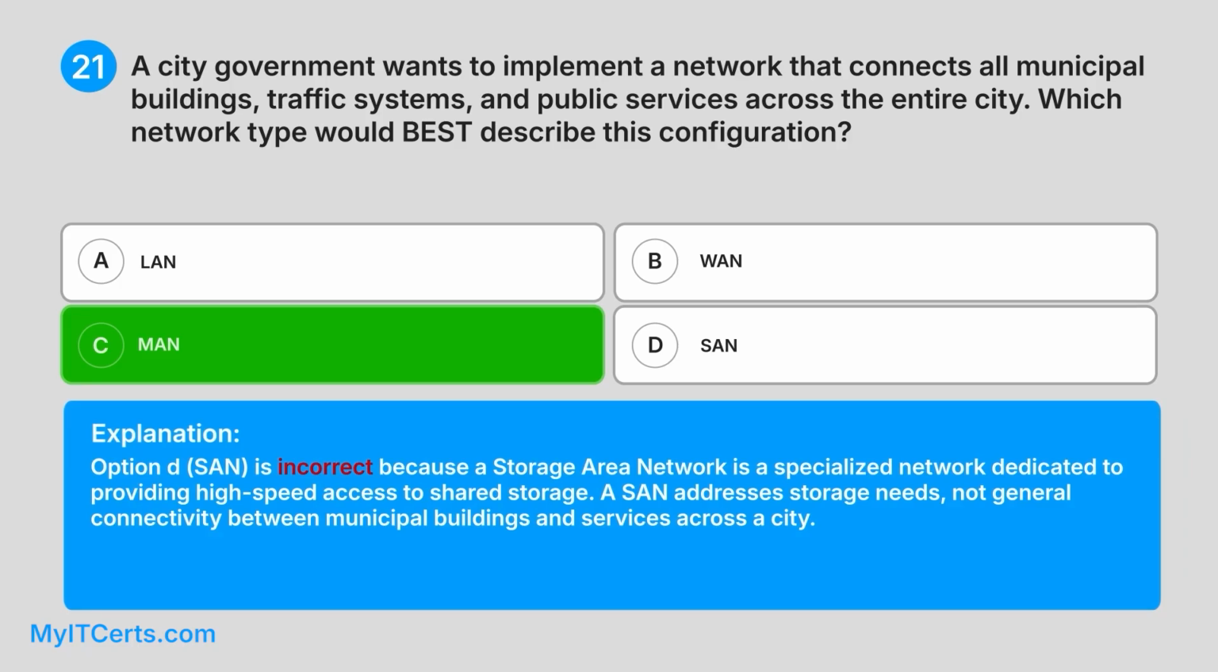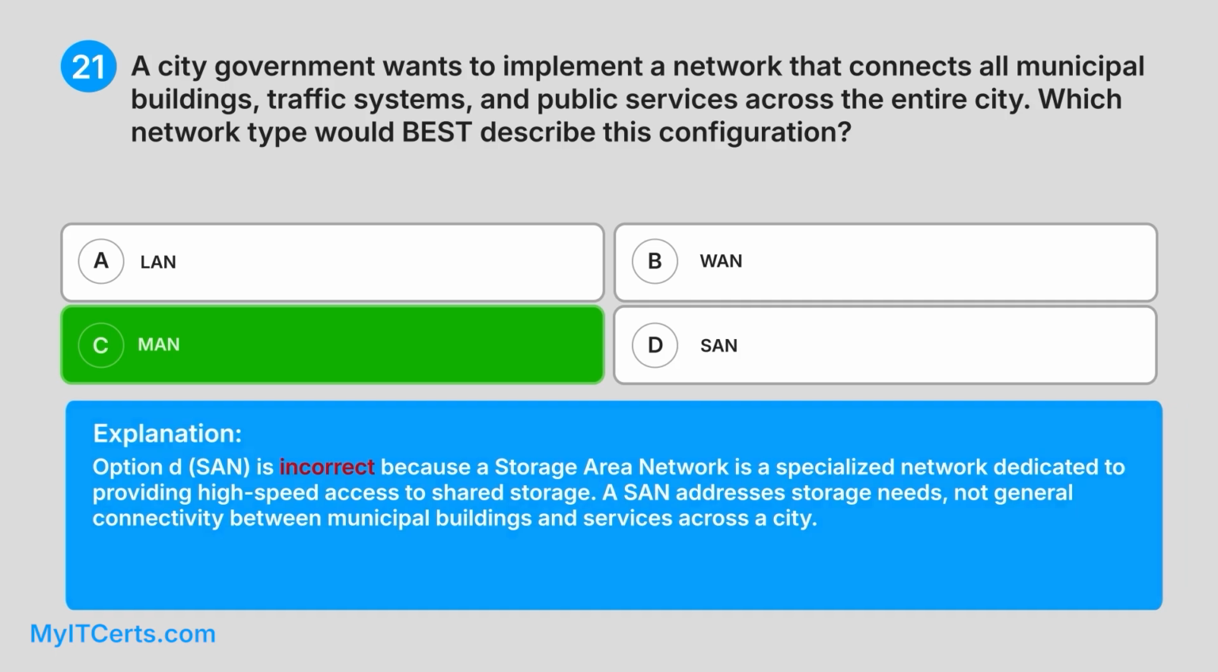Option D is incorrect because a storage area network is a specialized network dedicated to providing high-speed access to shared storage. A SAN addresses storage needs, not general connectivity between municipal buildings and services across a city.